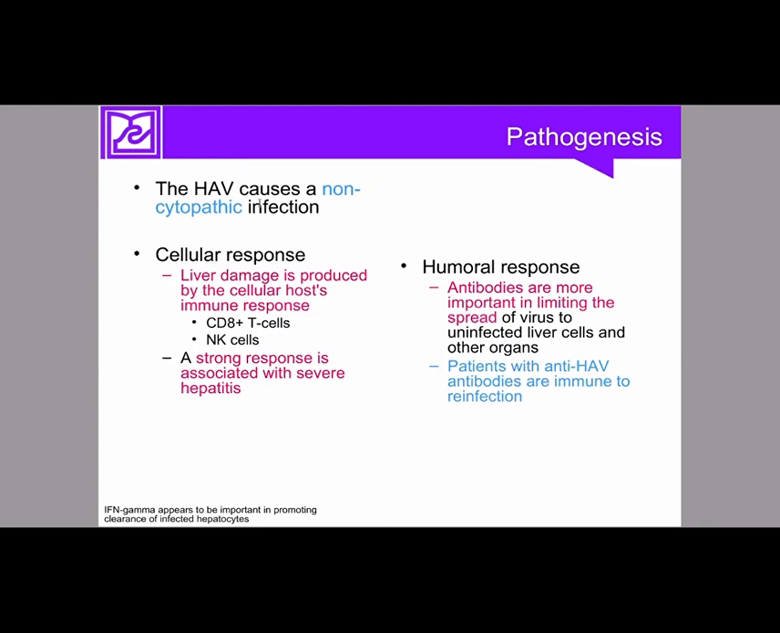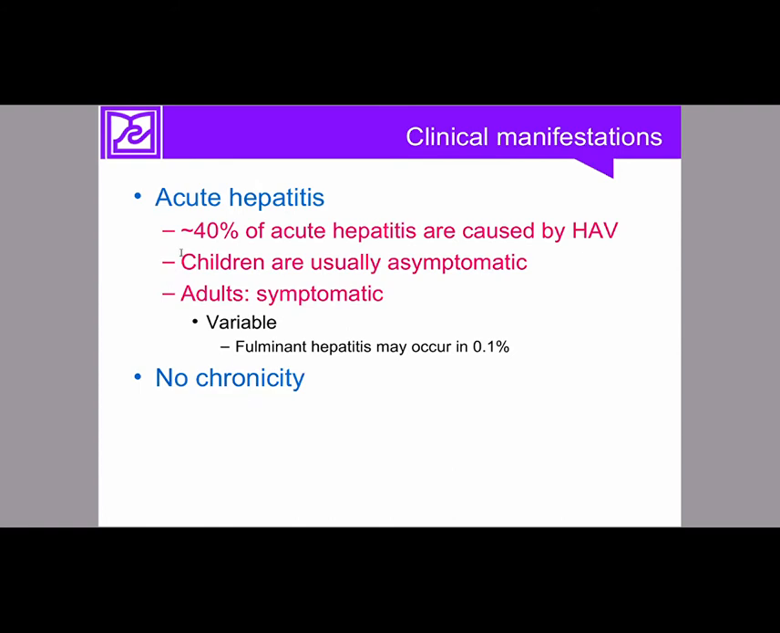What about the damage? The damage mostly depends on the immune system, the T-cell response. So a strong immune response is related with severe disease, the same as for other hepatitis viruses. This is the reason why children are usually asymptomatic, because the T-cell response in children is not so strong. So adults infected may become very symptomatic. Children infected, asymptomatic or very mild, okay?